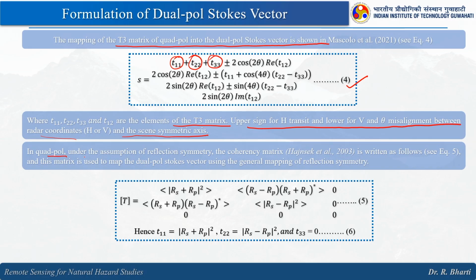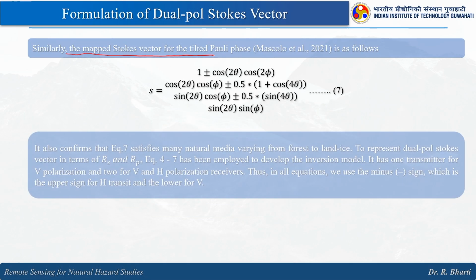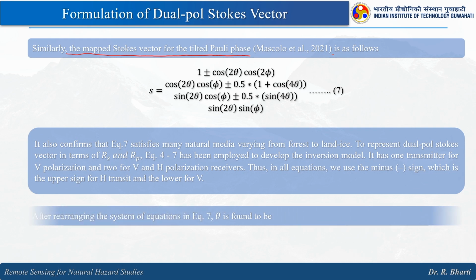In quad pole, under the assumption of reflection symmetry, the coherency matrix is written as this. And this matrix is used to map the dual pole Stokes vector using the general mapping of reflection symmetry. So, this is the further derived equation from 5. Similarly, the mapped Stokes vector for the tilted polyphase is given as equation 7.